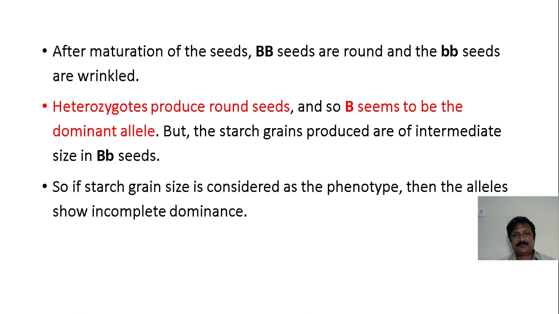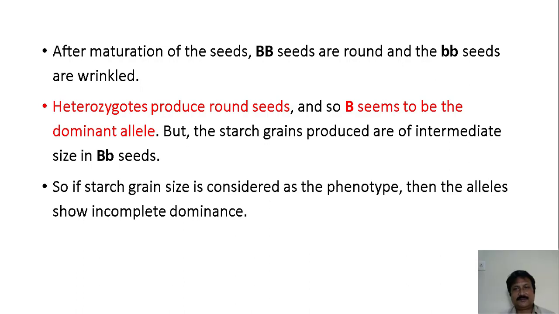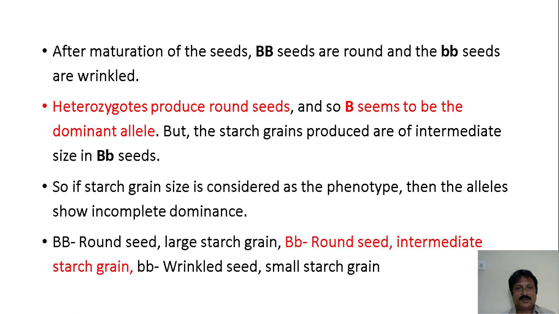Now let us consider, if starch grain size is considered as a phenotype, then the alleles show incomplete dominance. Here what we find, allele BB gives round seed and large size grain. The starch size is large. Capital B, small b gives round seed but intermediate starch grain.